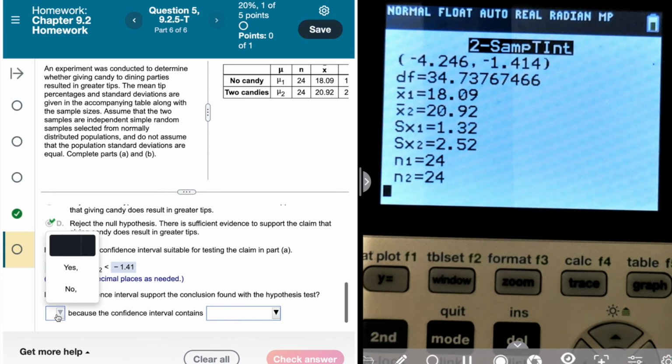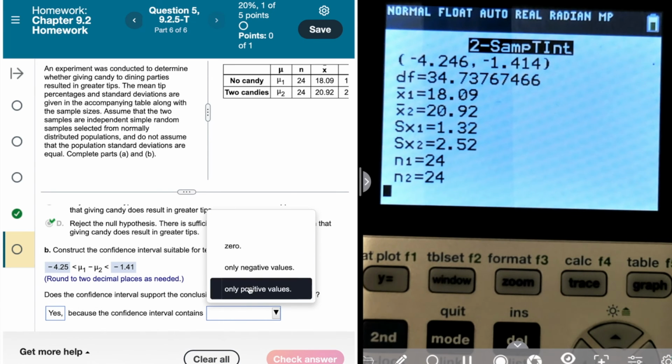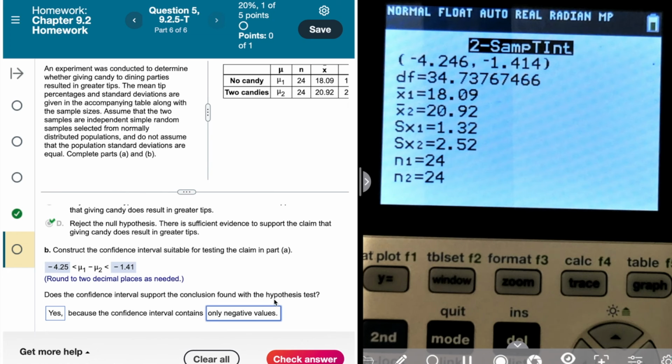All right, and does it support? Yes, it does, because it contains only negative values. And why does that make sense? Because if we have only negative values via subtraction, then the second number must have been bigger, or in other words, the average amount of tips from people who gave candies must be larger. That's why the subtraction came out negative. With 98% confidence, that's the way you say confidence intervals, you don't say percentages, we can be sure that the mean tips for candies is larger than the mean tips for no candies.